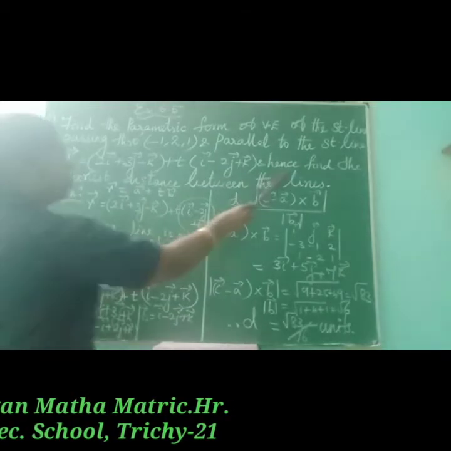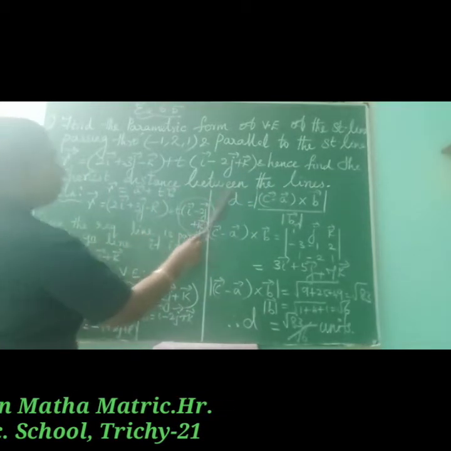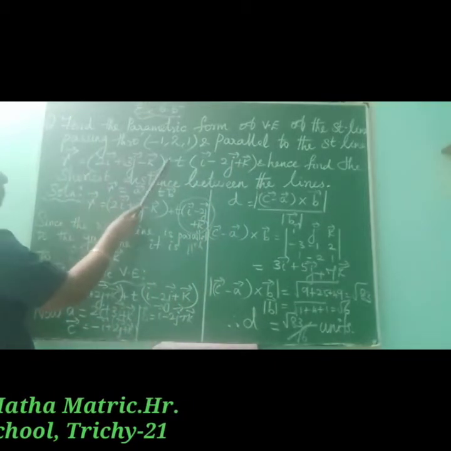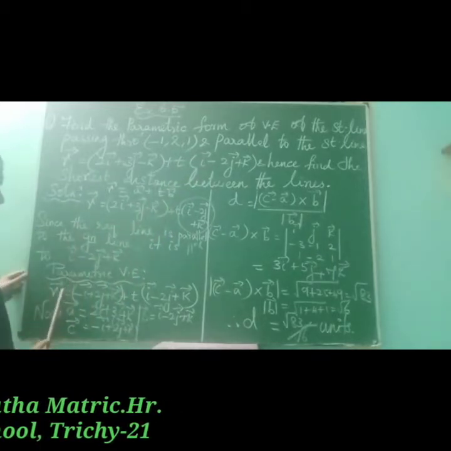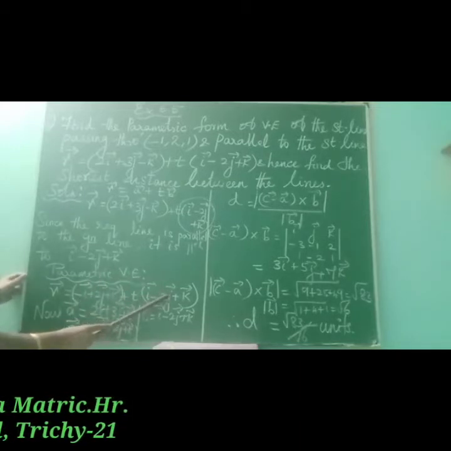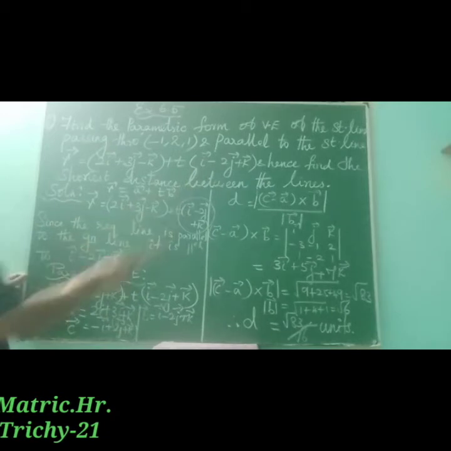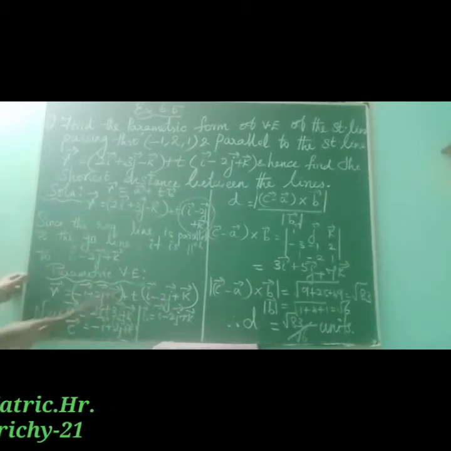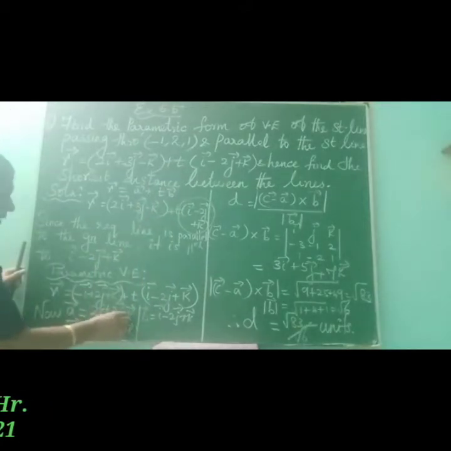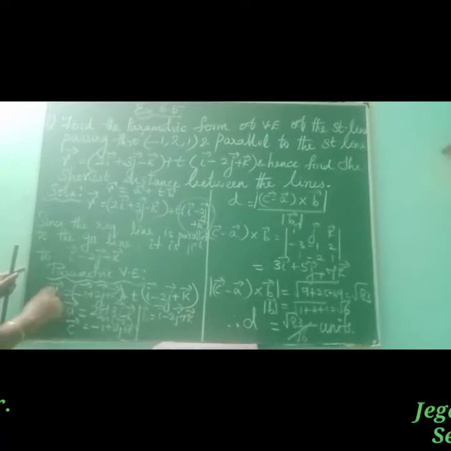Next part, we have to find the shortest distance between the two given lines. So, the first equation you can consider as a vector plus t b vector. The second equation we got is c vector plus t b vector. Parallel vector means these two values are equal. So, from these two equations you can write a vector equal to 2i plus 3j minus k. b vector is equal to i minus 2j plus k. c vector you can select from this equation, minus i plus 2j plus k.